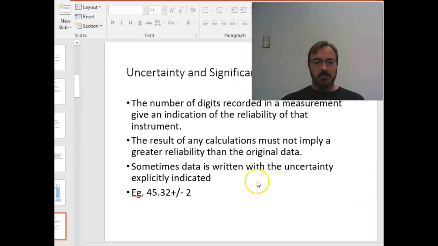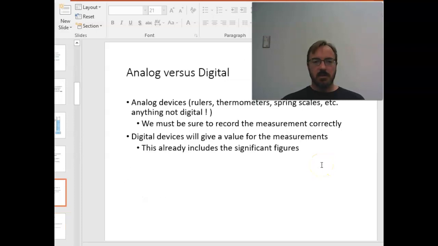And sometimes data is written with uncertainty explicitly indicated. You get this plus or minus mark that you have here. This is the more modern way of doing science. This is also what is typically written on engineering drawings if you end up going into engineering or something like that. And that's okay. It is still, in my opinion, easier to describe sig figs the way this is, and it gives you just a fine idea on how to do this. And this is the way most lab books go as well. So, we're just going to stick with sig figs in the normal way.